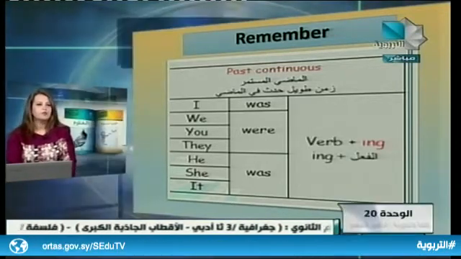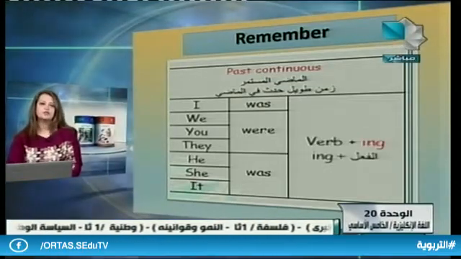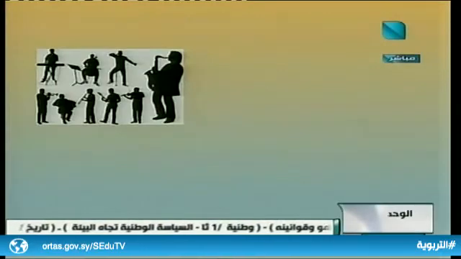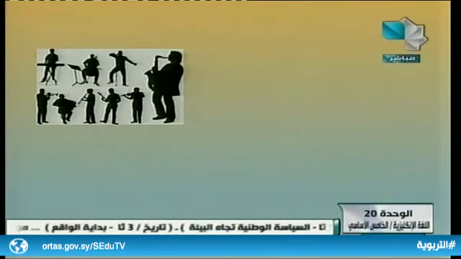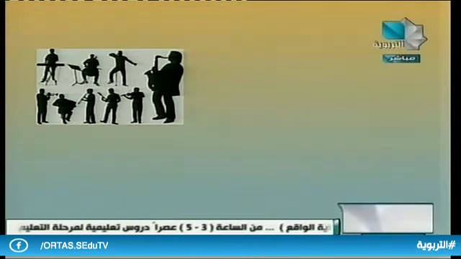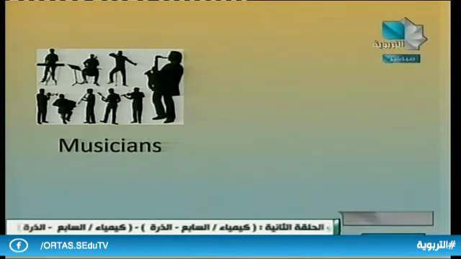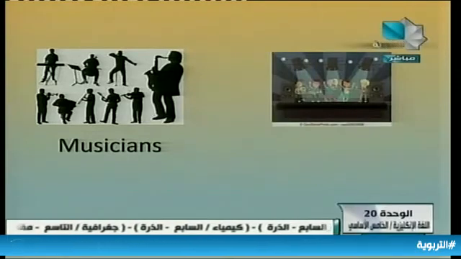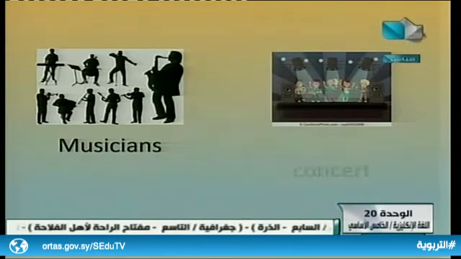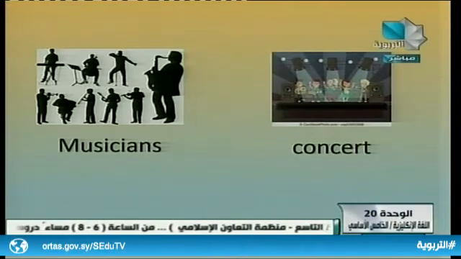Now, before we start reading, please open your books to page 52 and we're going to look at this picture. Who can you see in the picture? What are they doing? They are musicians. They play music on musical instruments. Now, where do they play music? They play music in a concert. In a concert. It's the place where people or musicians play music for people to watch.